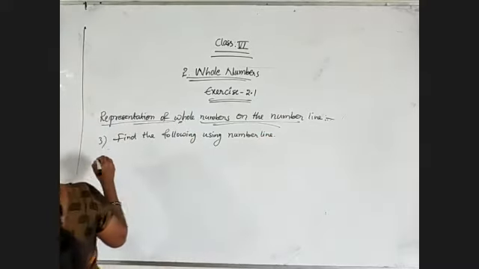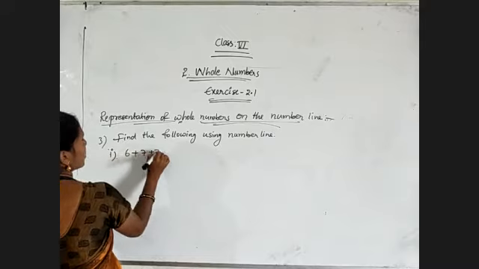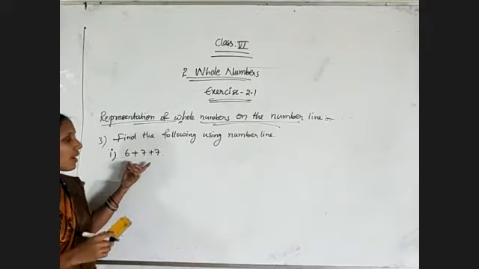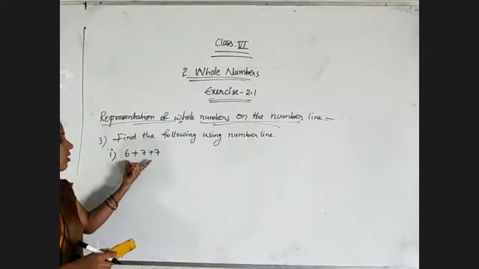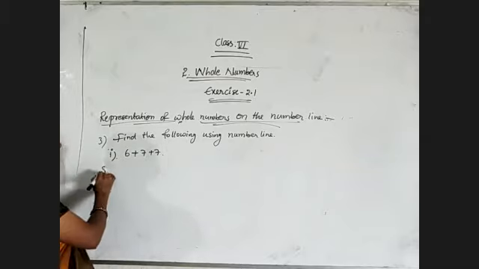And the first question is 6 plus 7 plus 7. So how to perform addition using the number line? How should I represent this addition on the number line? Okay, now observe this.